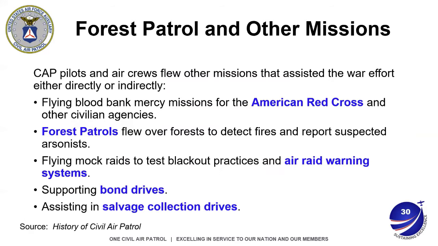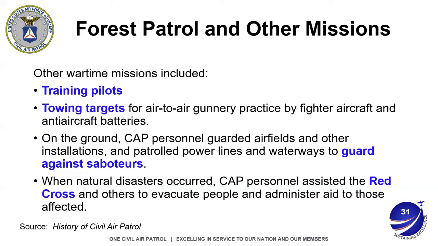And now we'll look at forest patrol and other missions. CAP pilots and air crews flew other missions during World War II that assisted the war effort, either directly or indirectly. Flying blood bank mercy missions for the American Red Cross and other civilian agencies. Forest patrols flew over forests to detect fires and report suspected arsonists. Flying mock raids to test blackout practices and air raid warning systems. Supporting bond drives, assisting in salvage collection drives, training pilots, towing targets for air-to-air gunnery practice by fighter aircraft and anti-aircraft batteries, which was very dangerous work, by the way.